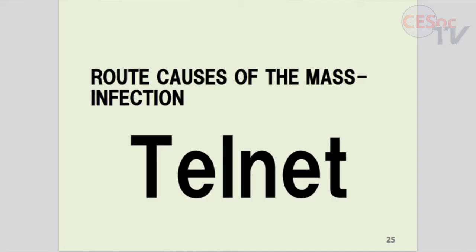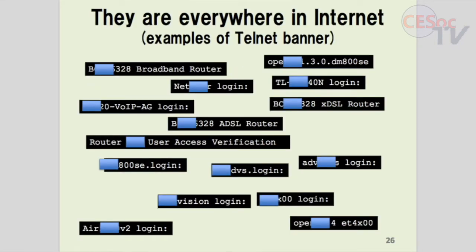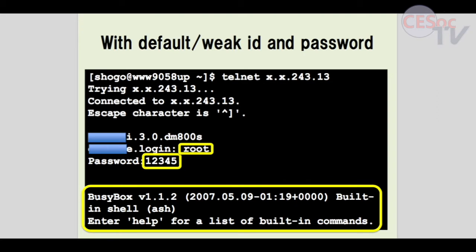As I said before, based on the statistical data on darknet, port 23 is dominant. What is the root cause of the mass infection? It was Telnet. There are many Telnet ports everywhere on the internet. Just this example. And with default and weak ID and password. In this case, the ID is root and the password is 1235. Sometimes very easy.